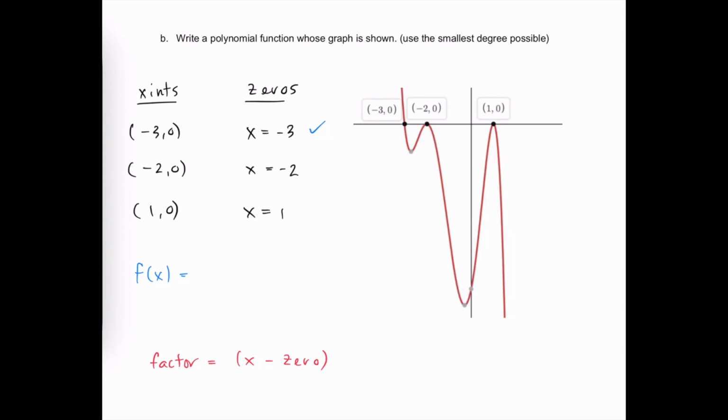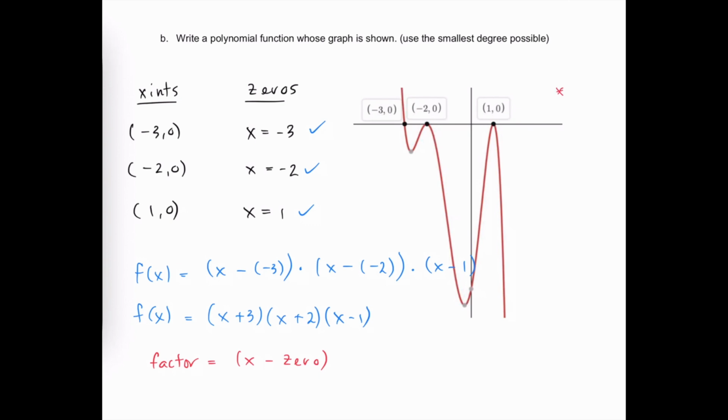So the factor we get from this first 0 is x minus the 0, which is -3. Then we multiply by the factor from the second 0, which is x minus -2. And then multiply by the factor that we get from the third 0, which is x minus 1. Let's clean this up a little bit to call it x plus 3 times x plus 2 times x minus 1. And now we need to compare this with the graph to see if we need to make any adjustments.